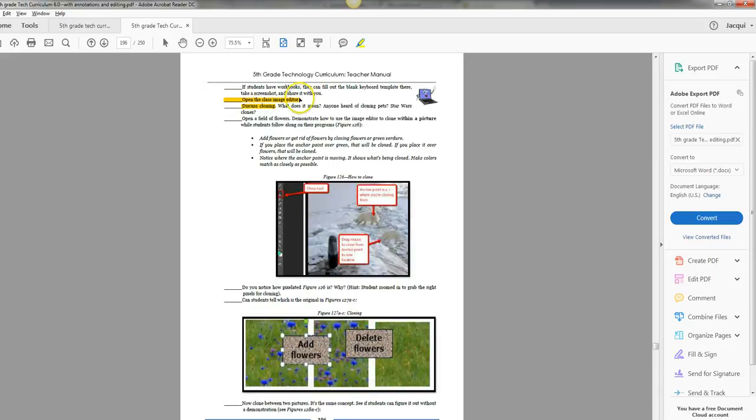Then open up the image editor you use in your class. This is Photoshop, but you can use whatever tool you have in your class. It's fine. And they're going to clone today. So discuss what cloning means. They might know cloning pets, cloning animals. This is cloning the picture. So you can see the difference here.